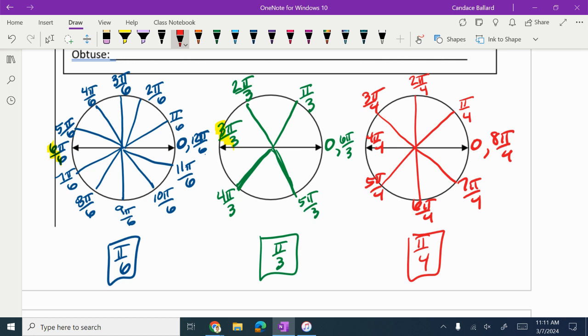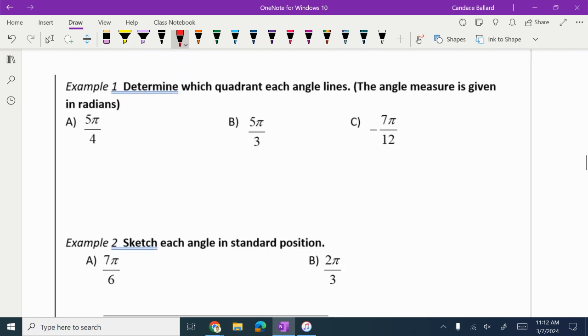Okay? All right. That was kind of a break from our regularly scheduled programming because I just wanted to make sure we understood how to count the wedges. Okay? That should help us in the rest of the lesson. So remember, 1 full revolution around is 2 pi. We need that information for these first few examples here.